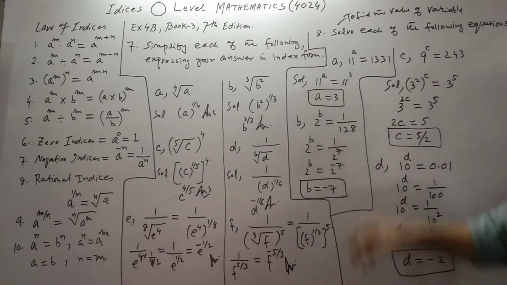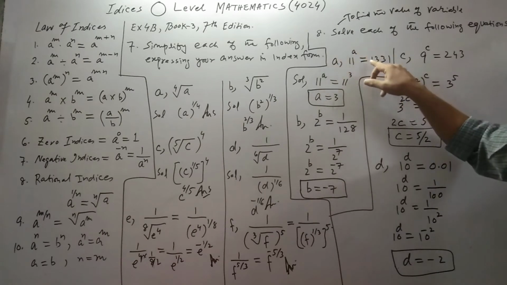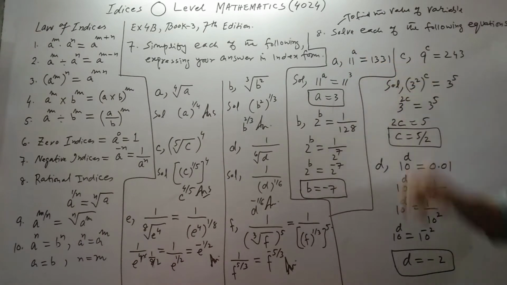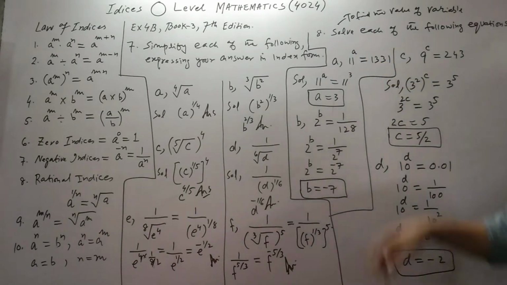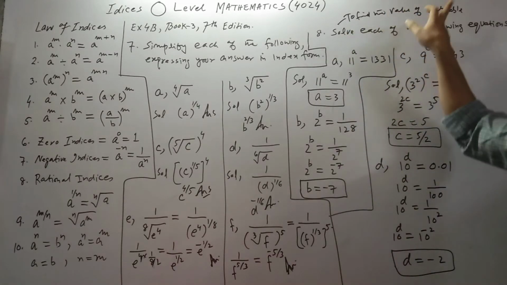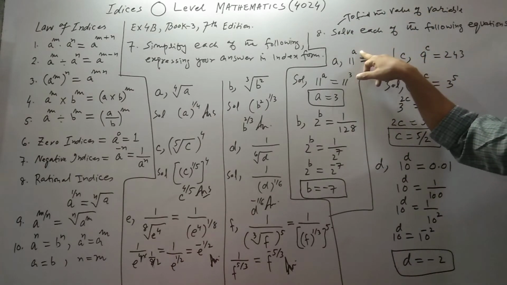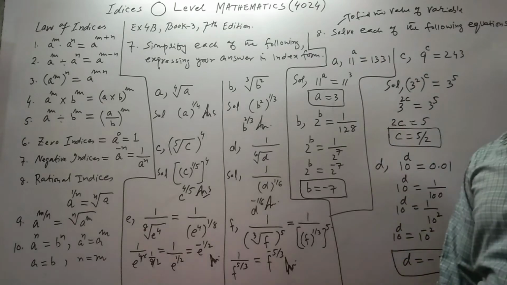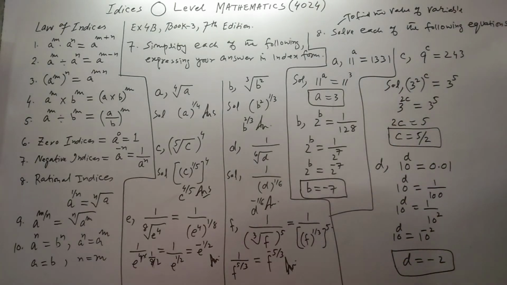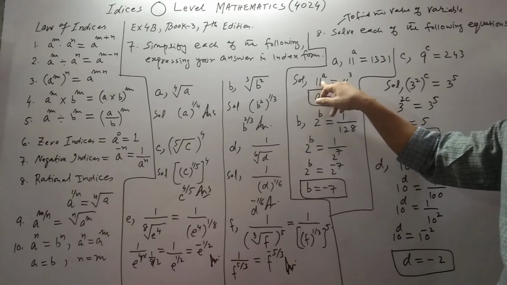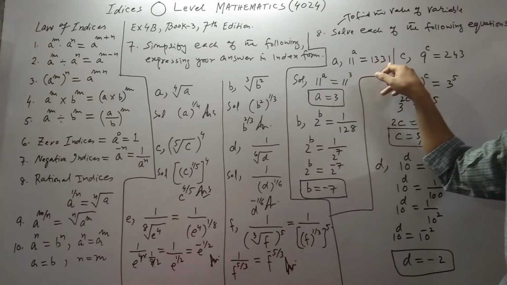See this question, 11 to the power a is equal to 1331. Which is the variable in this case? Solve means to find the value of the variable. What is the variable? a. So it means we need to find the value of a. How to find the value of a? This is 11 to the power a and this is 1331.